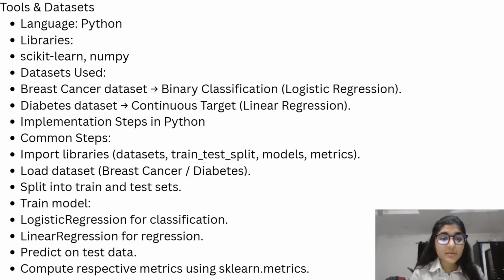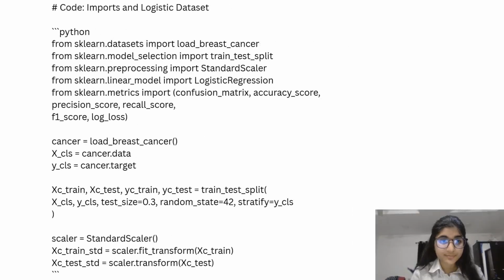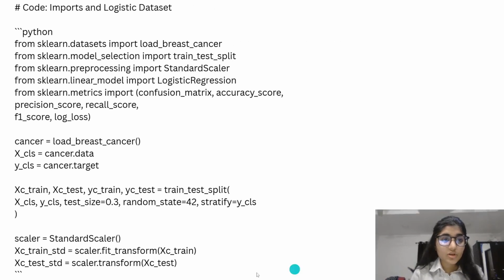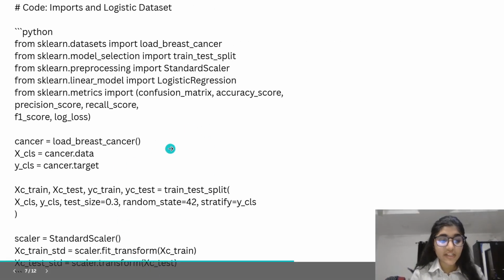Then the implementation steps in Python. The common steps are: import libraries, datasets, train-test split, models and metrics. Then load the dataset, breast cancer or diabetes. Then split into train and test sets. Then train the model, that is logistic regression for classification and linear regression for regression. Then predict on test data and compute the respective metrics using sklearn.metrics. Then this is the code which imports the dataset.